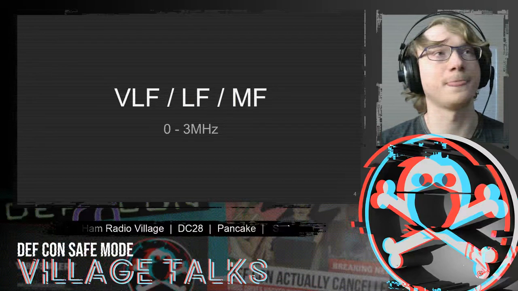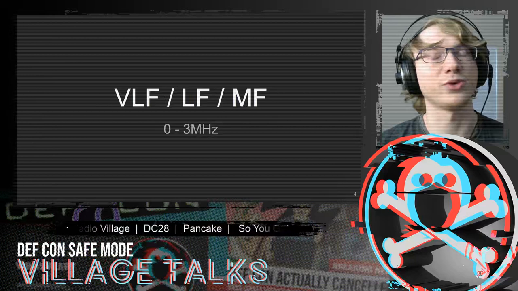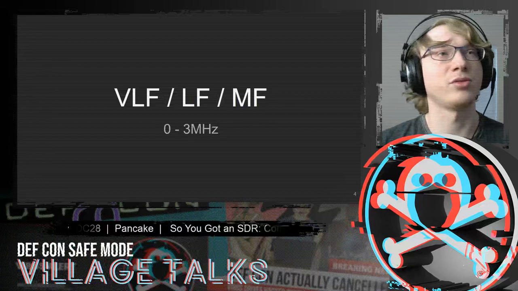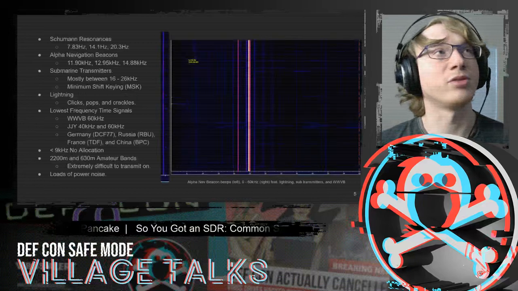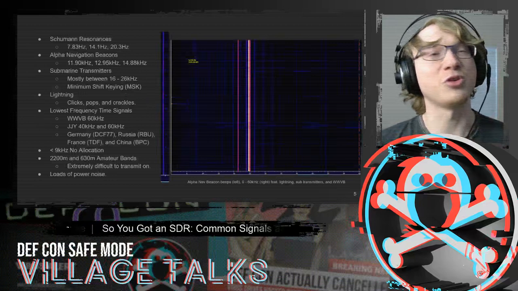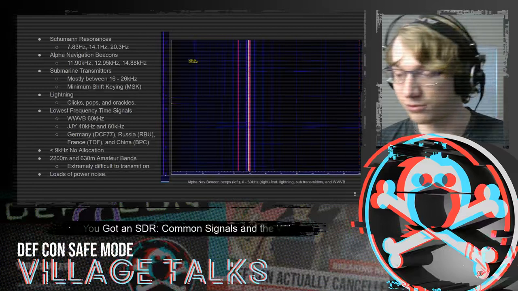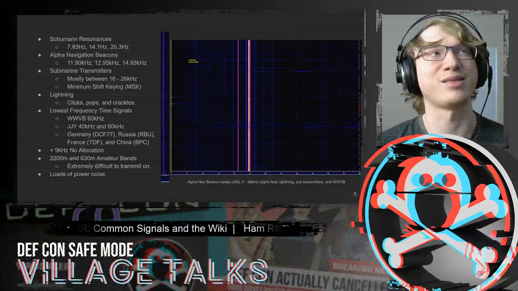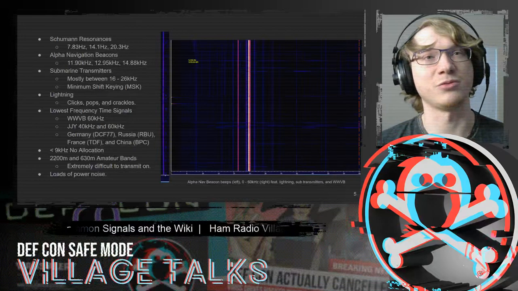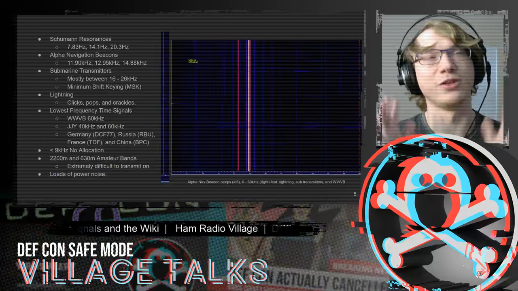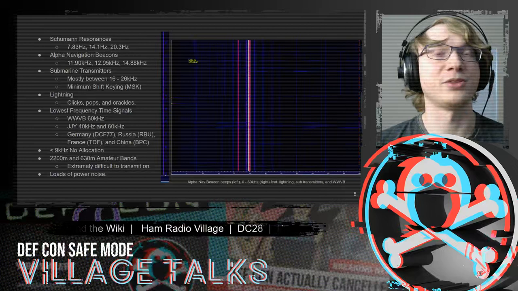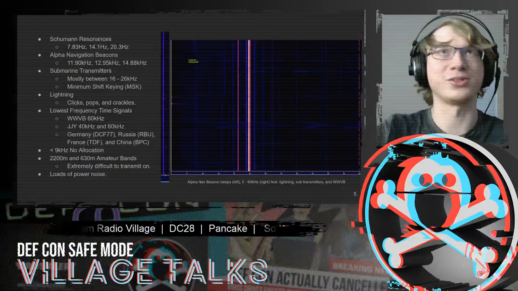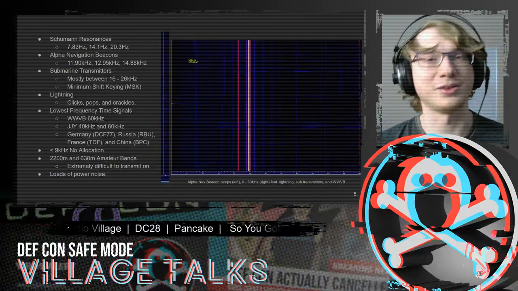So, I'm going to start at VLF, LF, and MF, which is 0 to 3 MHz. Yes, technically I know there's ELF and ULF, but we're starting at 0. And since we're starting at 0, we're going to start with the Schumann resonances, which you probably will not be able to receive, because you need a pretty hefty antenna, since it's at 7.8 hertz. These are the resonances of the actual magnetosphere of Earth. So, they're pretty interesting. If you were able to generate a signal at that low, you'd be able to hear it ping, basically, the magnetosphere. It's a pretty interesting idea, but good luck doing that.